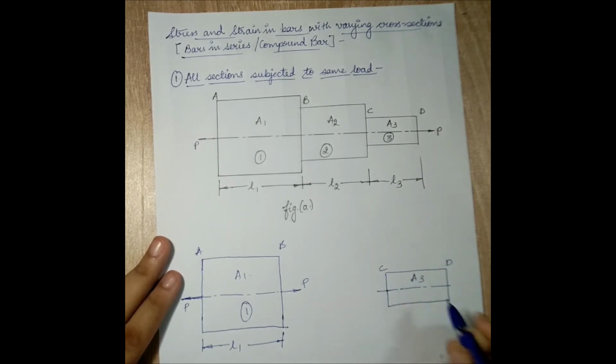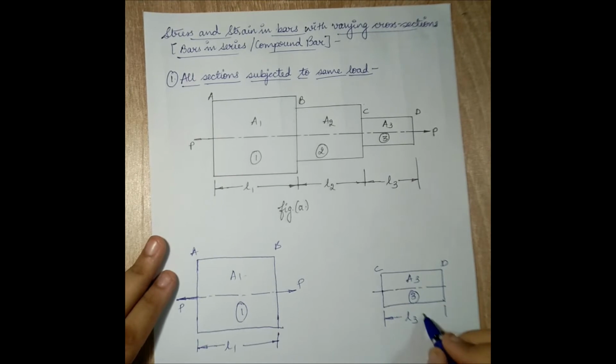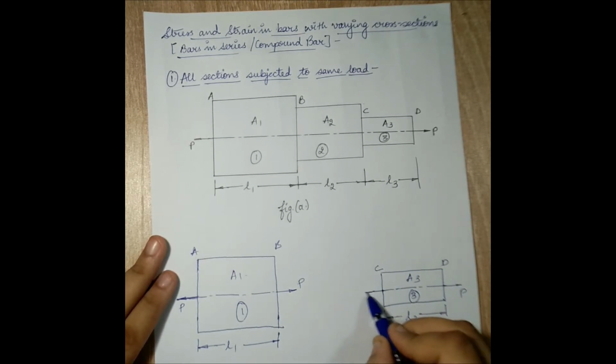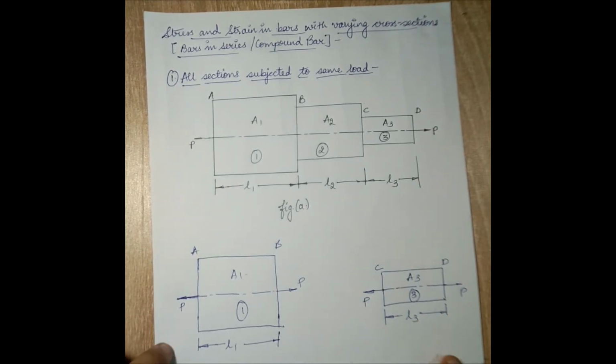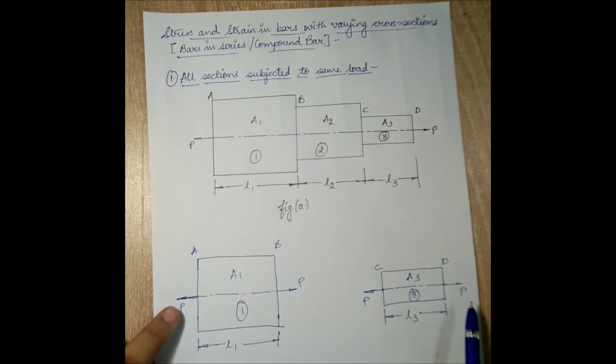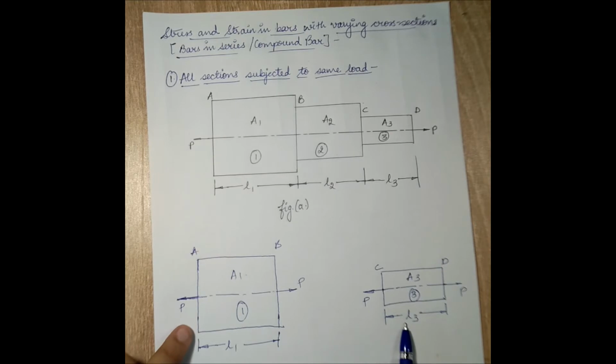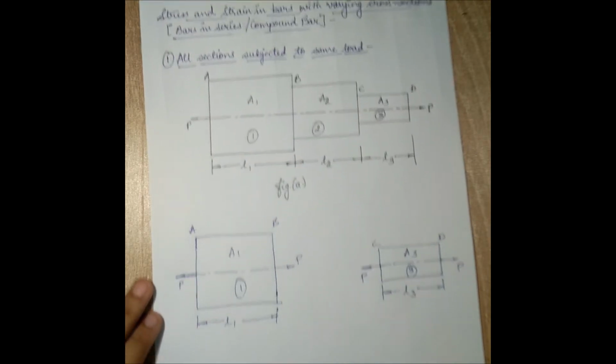CD has area A3, this is the third bar, the length is L3. I will start with the end that I know, which is P. Since the load on section D is P, obviously on the other side the load will also be P. The corner ones are very simple to draw because it is always seen that these problems have the end loads known. So I have drawn that. Now I'll go to the middle portion, which is B to C.